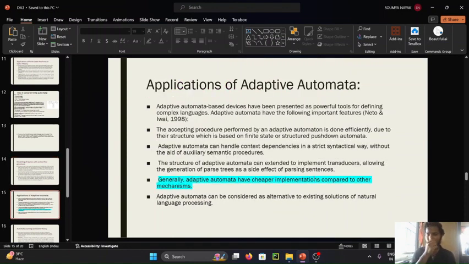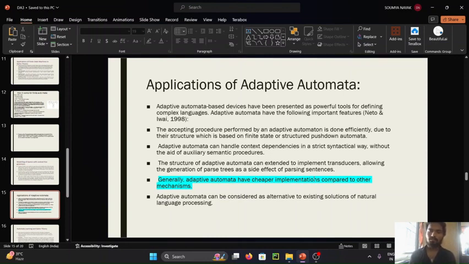So let's jump into the applications of adaptive automata. We have already discussed how adaptive automata are introduced in this context, and why we switch from regular automata to adaptive automata. So what is the main perspective here, what are the main advantages? Adaptive automata had cheaper implementations compared to other mechanisms. That's why, in the sense of cost, we transform from regular automata to adaptive automata. Adaptive automata have been presented as powerful tools for defining complex languages. Adaptive automata have the following important features.